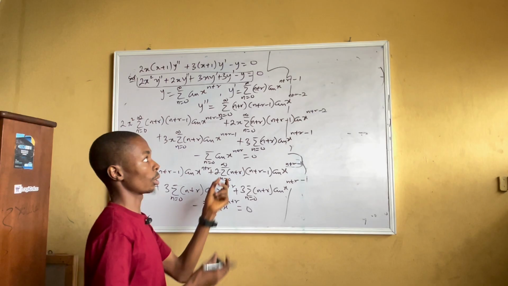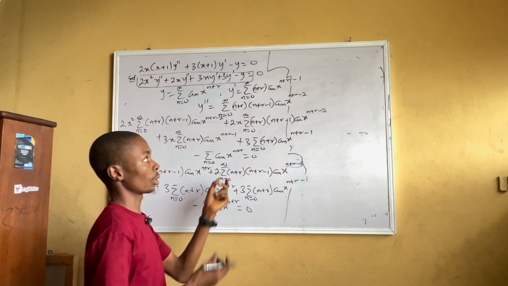Okay, so you now say let n equals n plus 1 in the what? In the second and fourth sum. Why is it the second and fourth sum that I'm talking about? It is because those two are the ones having n plus r minus 1. So we want to make sure that they also have the same power as the other ones, n plus r, n plus r.